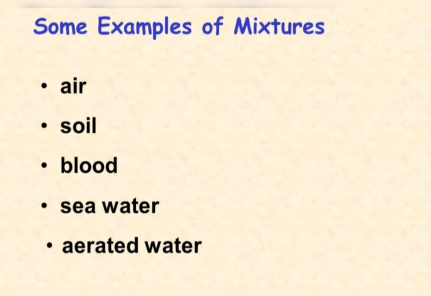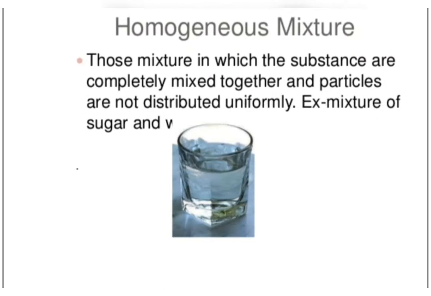And let me tell you, the substances which are present in a mixture are known as constituents of the mixture or components of the mixture. Suppose you have air, air is made of oxygen, nitrogen, carbon dioxide. So these are called the components of the mixture, constituents of the mixture. If I am talking about gunpowder, gunpowder is made of potassium nitrate, sulfur, and charcoal. So these are nothing but the constituents of a mixture. Mixtures are of two types: homogeneous mixtures and heterogeneous mixtures.